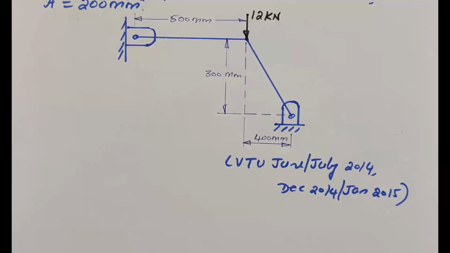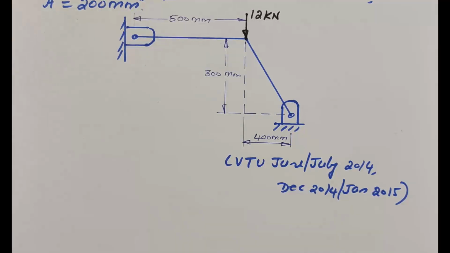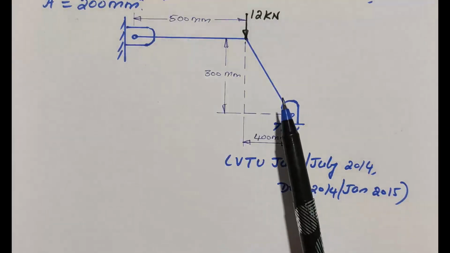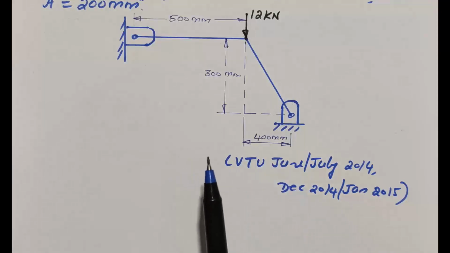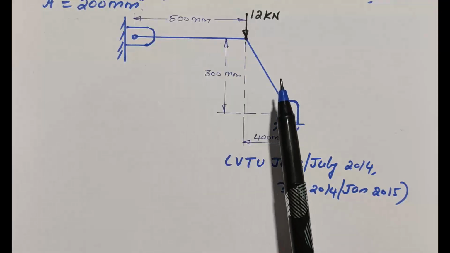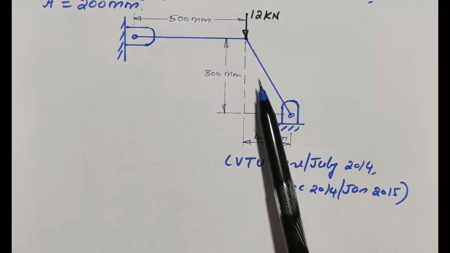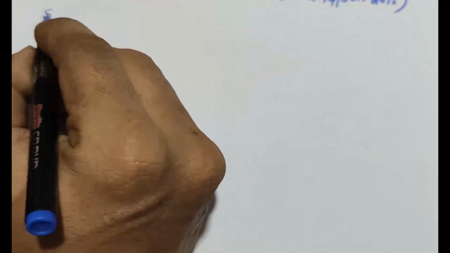See, the question is from the VTU question paper June, July 2014, December 2014, January 2015. Very important problem. We know the first step, that is the finite element model, means discretization of the given structure. Since this truss structure is made up of 2 bars, for the finite element model you have to use 2 truss elements. One is for this and one more is for this. Solution.